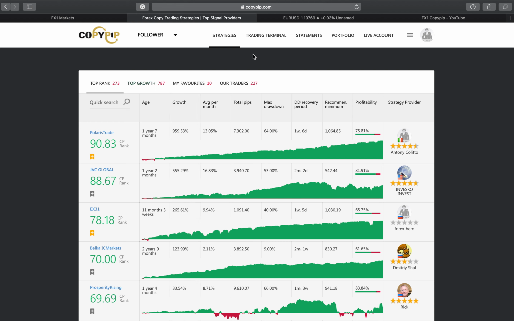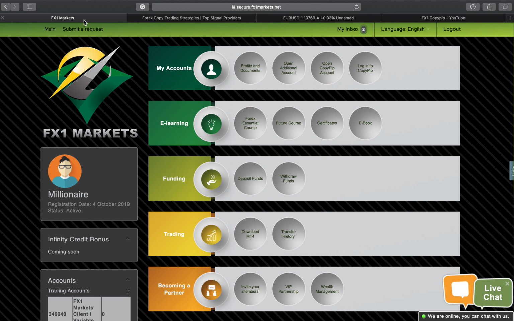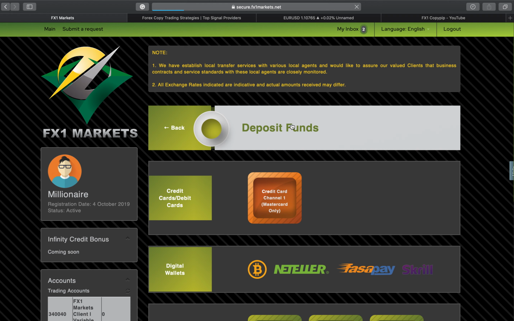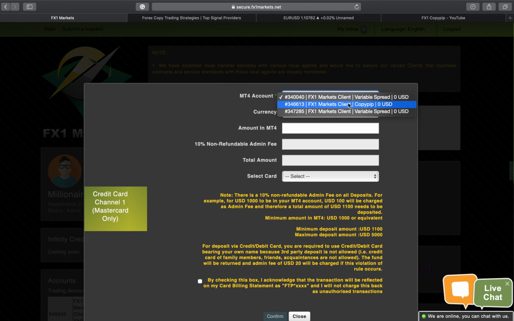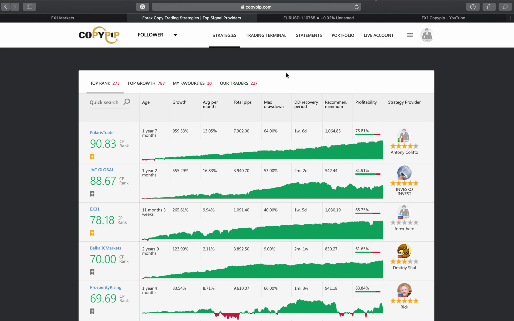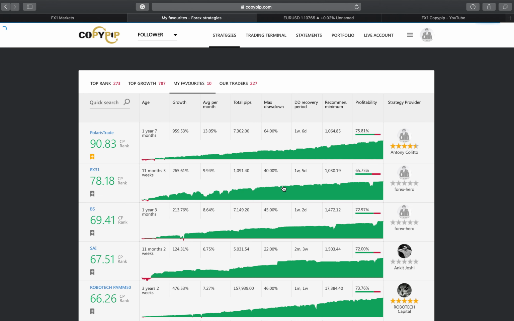So first of all, we have to basically go through the deposit funds in FX1 markets, and we can do our deposits there. Make sure we deposit to the right account, which is Copypip, and we continue on with the deposit. Once we've done the deposit and we receive our funds in our ID, which is linked with Copypip, we can go ahead and actually add these traders based on our funds available.